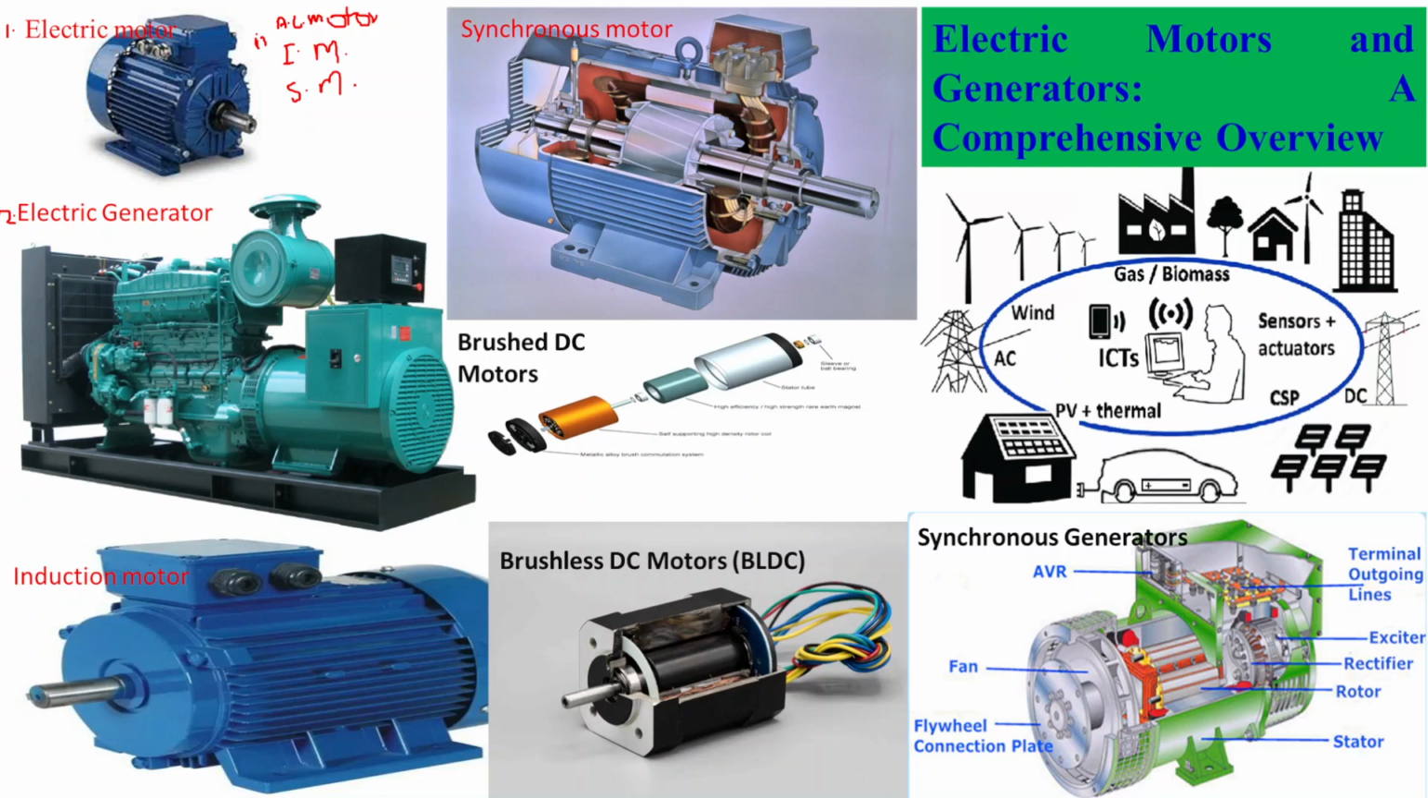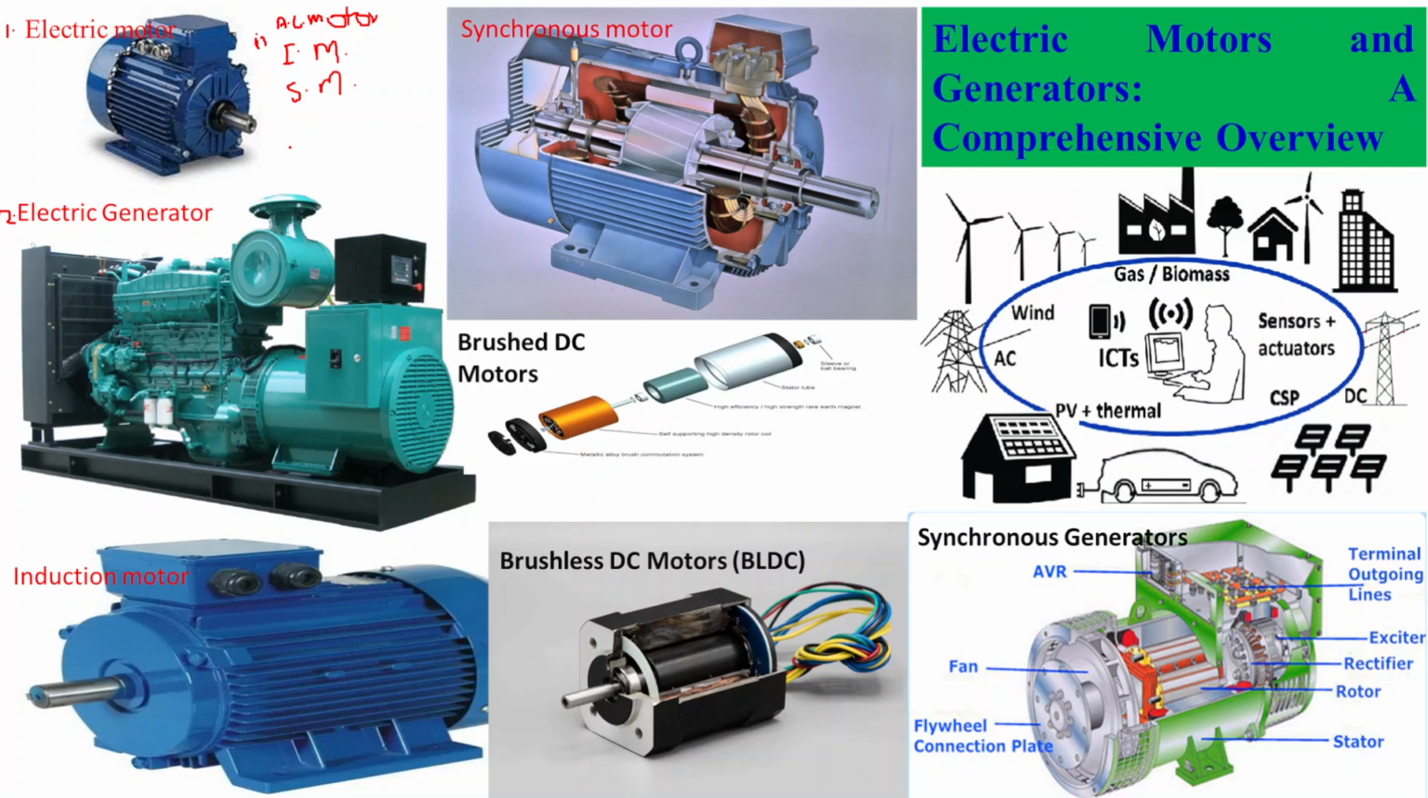These motors operate at a constant speed determined by the frequency of the AC power supply. They are commonly used in applications where precise speed control is required, such as synchronous motors used in industrial machinery and synchronous reluctance motors used in electric vehicles. Next one we have the DC motors.